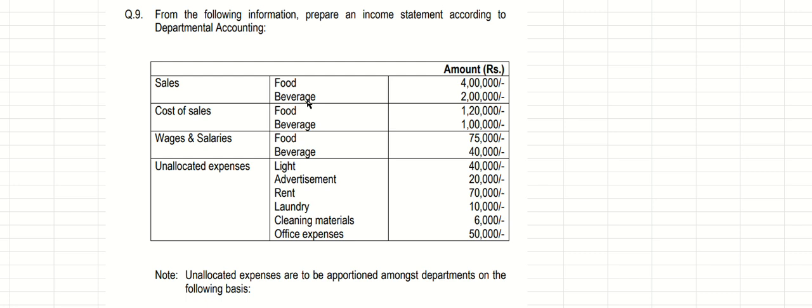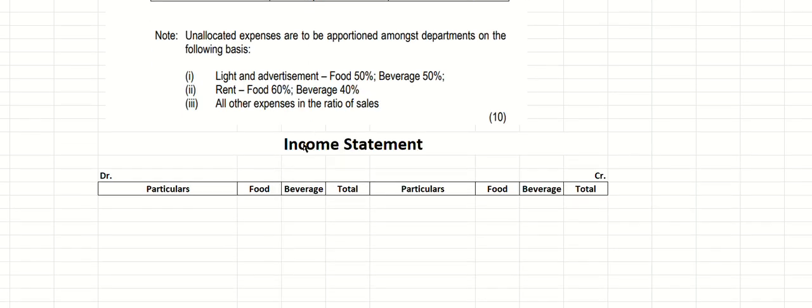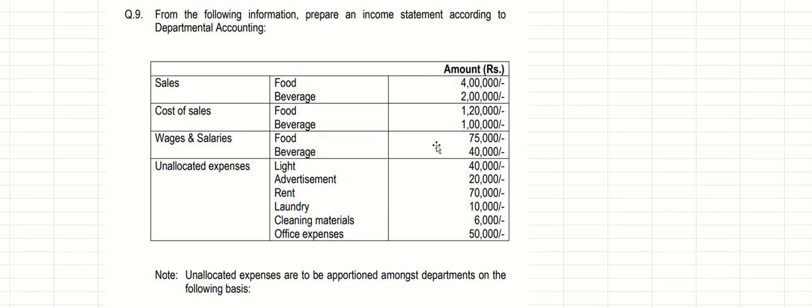That means for both the debit side and the credit side of our income statement, we should have what? Three columns. Three amount columns. One for the food department, one for the beverage department, and we should take the total expense or income, whatever it may be. Both will go to the credit side also. Okay, and now let's see how to do it.